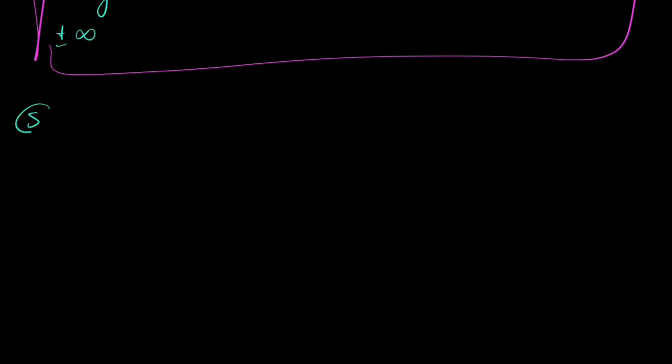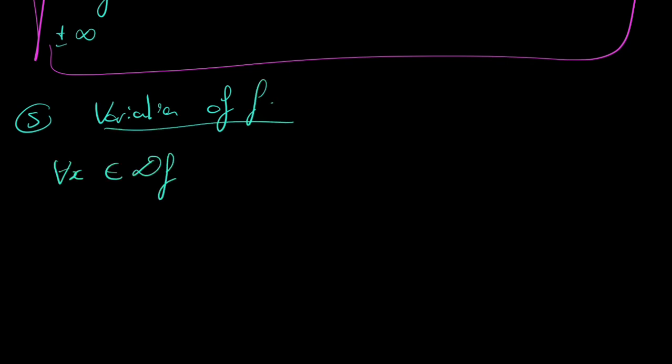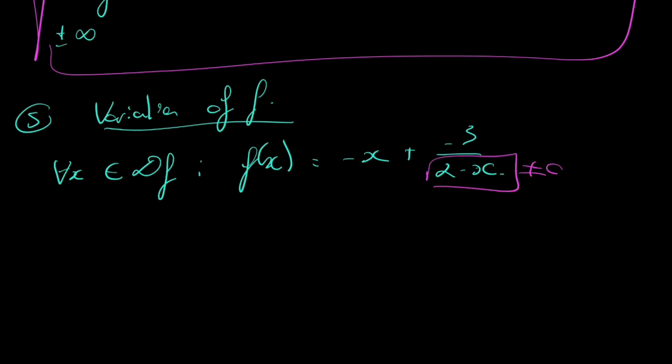Now we will want to study the variation of f. Let's remind that for all x in Df, the domain of definition of f, we've got f of x, which is equal, we will use the second value, -x + (-3)/(2 - x). And we see that for all x in Df, when this thing is different from 0, we can derivate f of x.